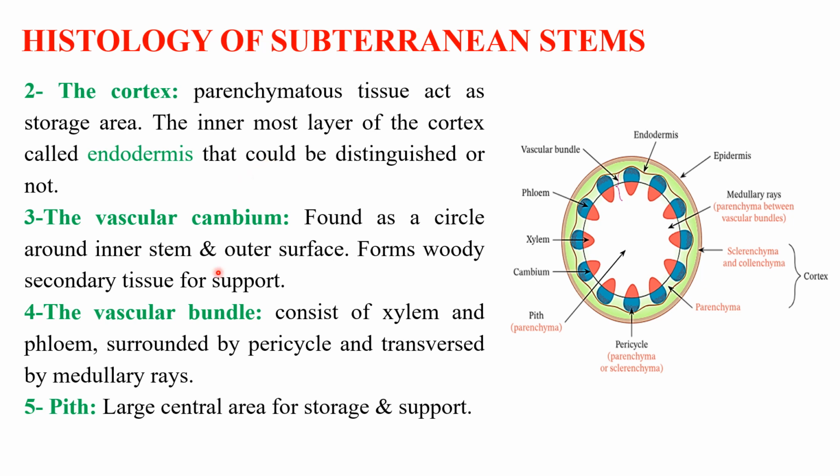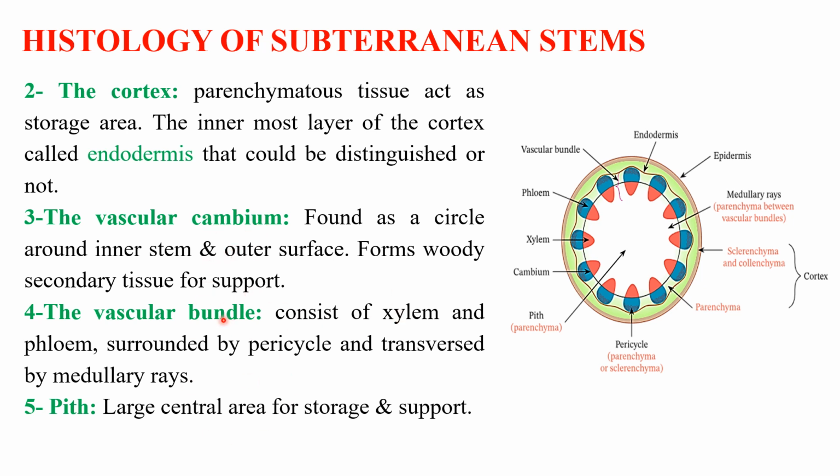The third tissue present in the subterranean stems is the vascular bundle. Vascular bundle consists of xylem and phloem surrounded by pericycle and traversed by medullary rays. Between xylem and phloem, there is active meristematic tissue that allows the growth of the vascular bundle in size, which is called vascular cambium. This cambium is different from the cork cambium, but similar to it in its function. It's responsible for the growth of the vascular bundle, forming phloem to the outside and xylem to the inside.